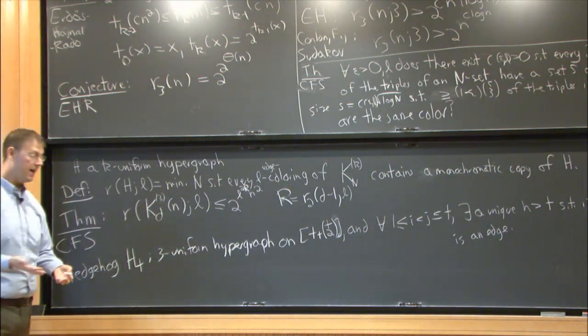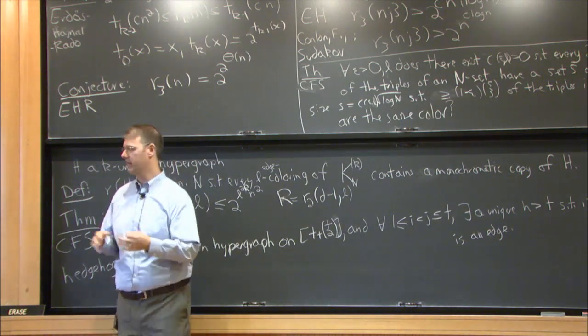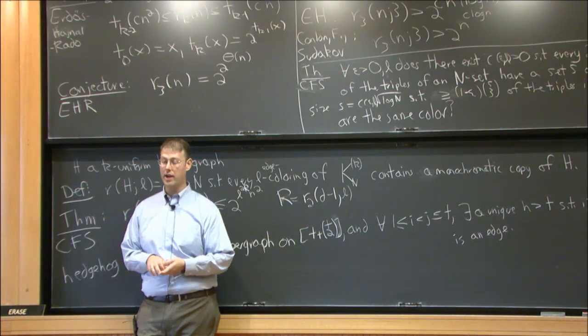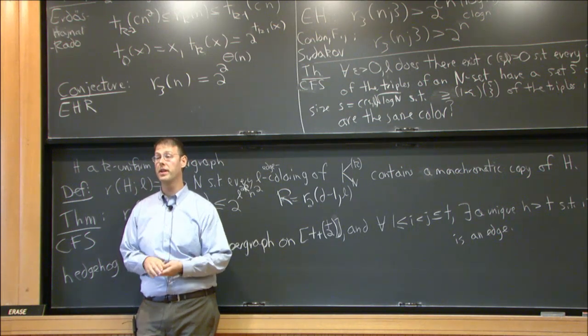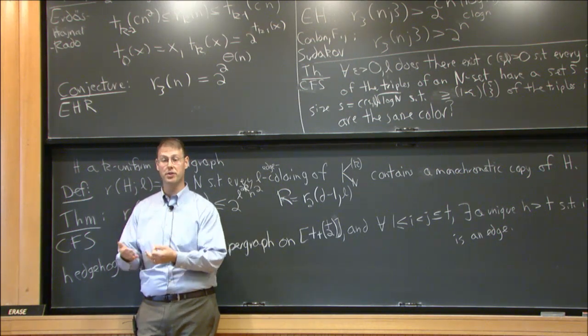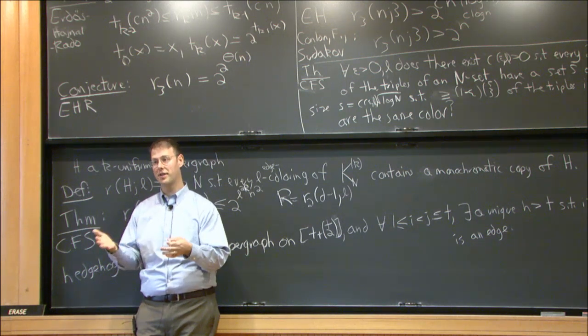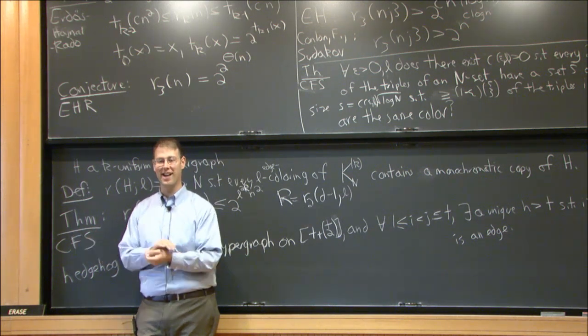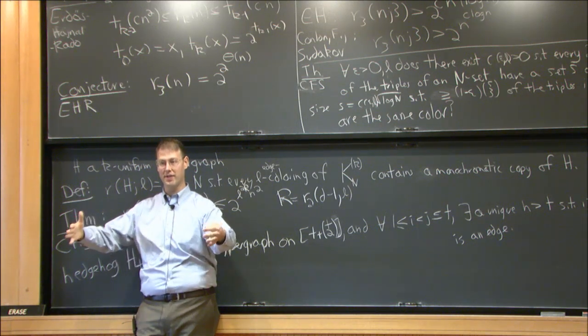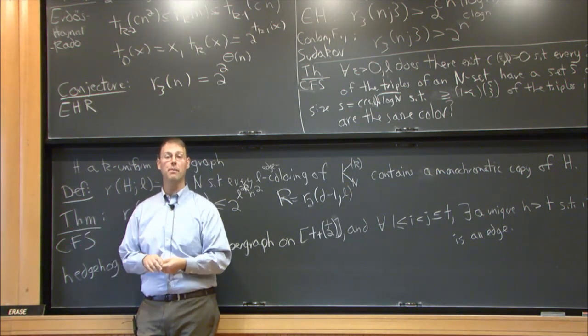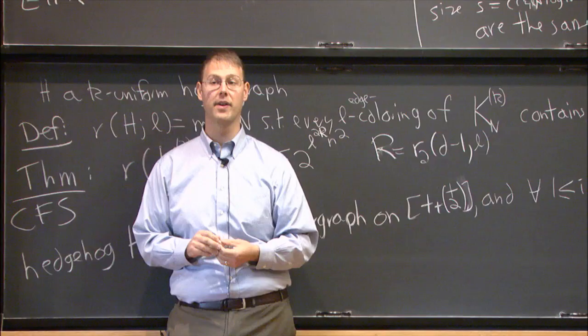So one thing you can ask, and this was a question of Hajnal: if you use 3 colors and forbid a 1, 2, 3 triangle, a rainbow triangle, how big of a two-colored set must you have? So you three-color the edges of a complete graph. You forbid a rainbow triangle, all the edges are different. How big of a two-colored set must you have?